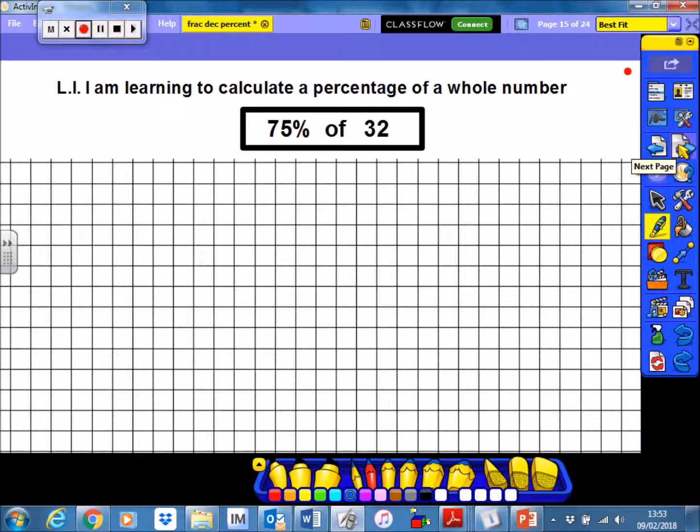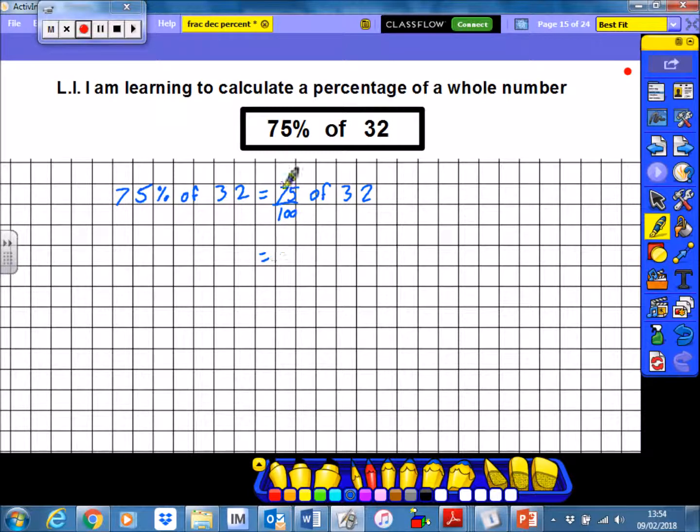Now for this final example, a little bit trickier, but by no means impossible. 75% of 32. So 75% is 75 hundredths. So I'm being asked what is 75 hundredths of 32. I could divide by 100 and times by 75. So 32 divided by 100, get my answer, times it by 75, and that would work. But instead, I'm going to stick to the formula, I'm going to simplify.